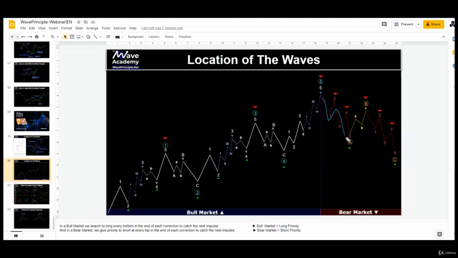If you see, for example, 1, 2, 3, 1, 2, 3, and this is looking like a flat, then you know that this is 1, 2, 3, 4, 5 before going up again. So you need to understand where exactly you are in the market by using Fibonacci, by using trend lines, and also watching these important patterns such as ending diagonals, leading diagonals, and triangles, which are the most important in the market that can tell you where you are right now.